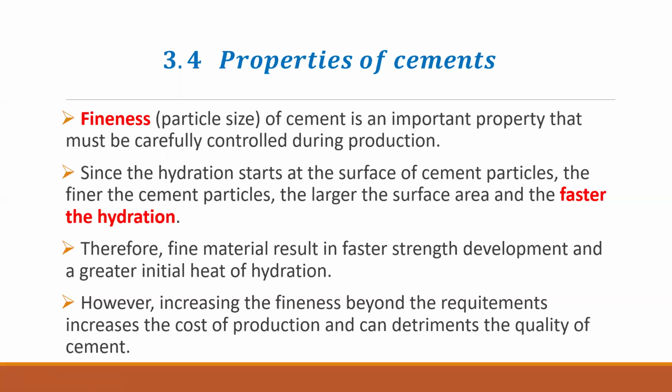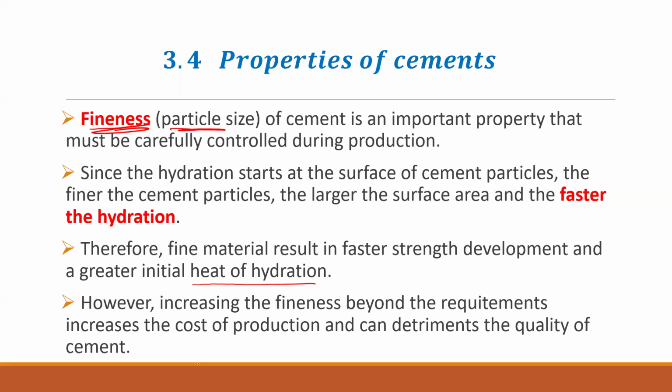Now let's look at the properties of cement. Fineness is a very important property. The particle size of cement is an important property that must be carefully controlled during production. Since the hydration starts at the surface of the cement particles, the finer the cement particles, the larger the surface area and the faster the hydration. I already told you this. Therefore, fine material results in faster strength development and a greater initial heat of hydration. However, increasing the fineness beyond the requirements increases the cost of production and can determine the quality of cement.